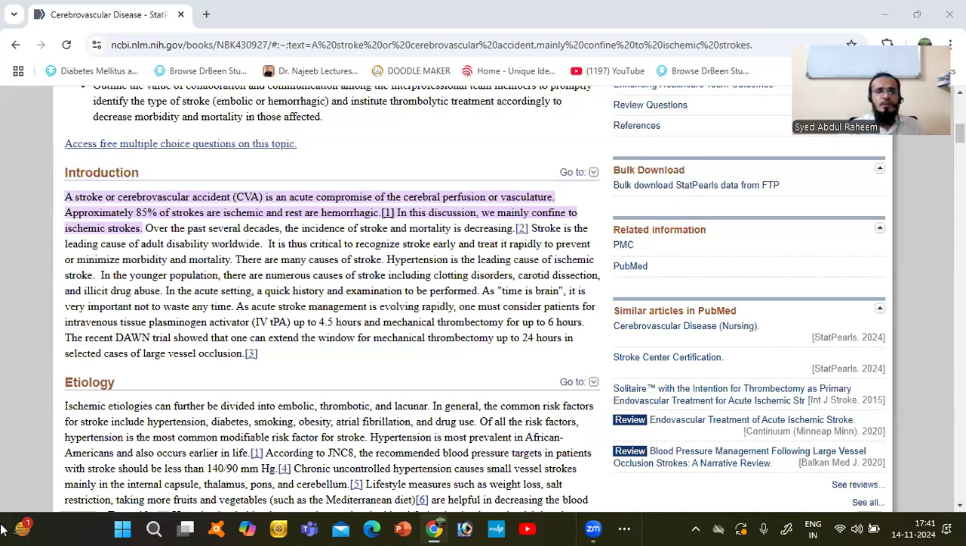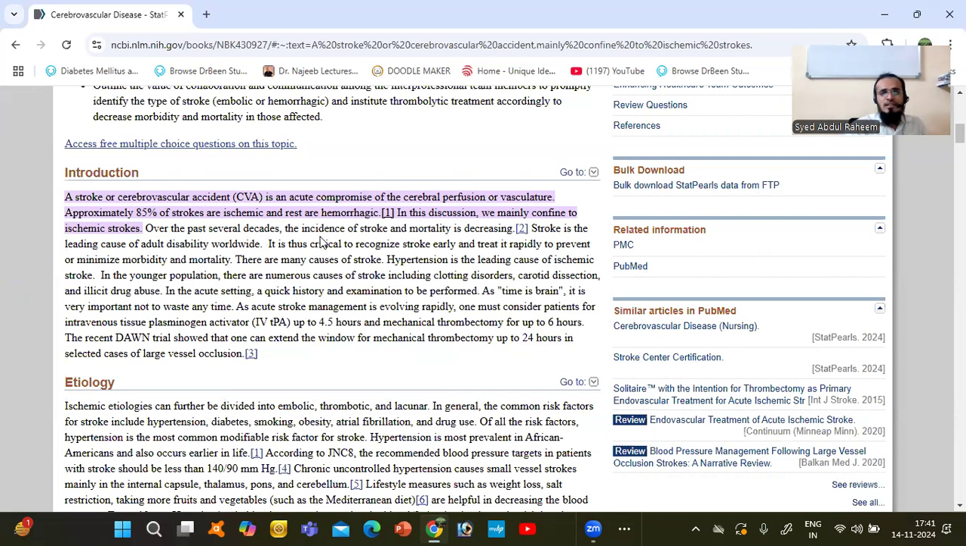Okay. So here, the introduction part: stroke or cerebrovascular accident is an acute compromise of the cerebral perfusion or vasculature. Approximately 80% of strokes are ischemic. So already I told you that 80% of strokes are ischemic and the rest are hemorrhagic. Okay. In this discussion, we are only confined to ischemic strokes.